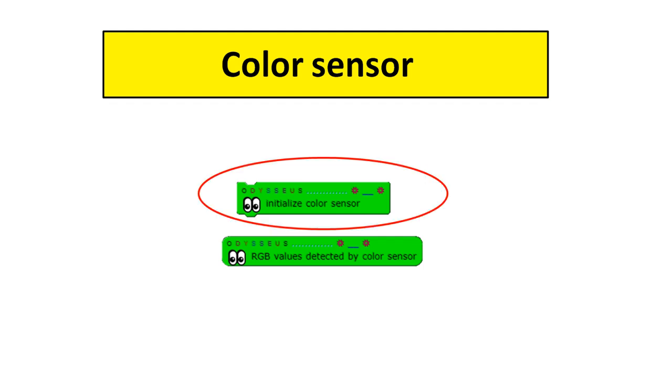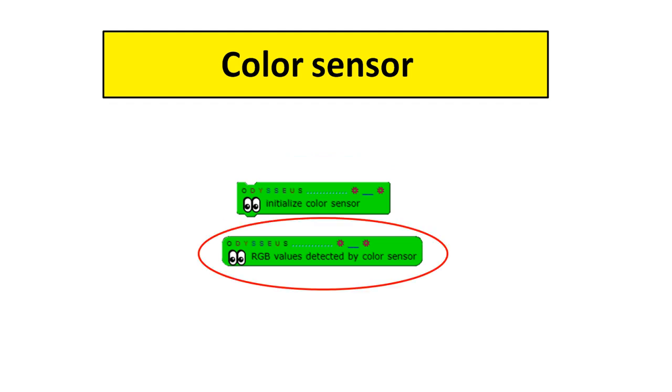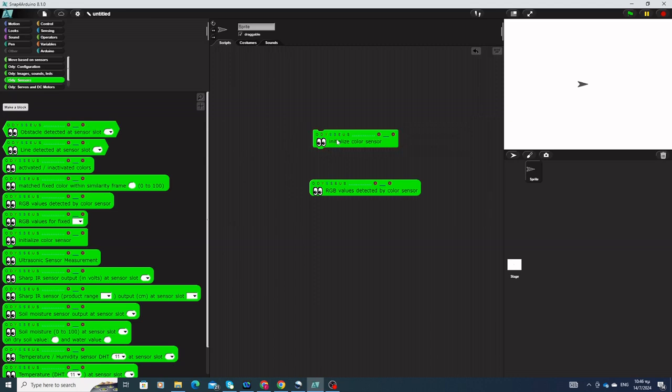The color sensor must be initialized before it is used. After the initialization, we can access the values returned by the sensor through this block. And now let us go to Snap for Arduino. First, we initialize the sensor. A sound produced by ODI informs us of the fact that the color sensor is now ready to be used.